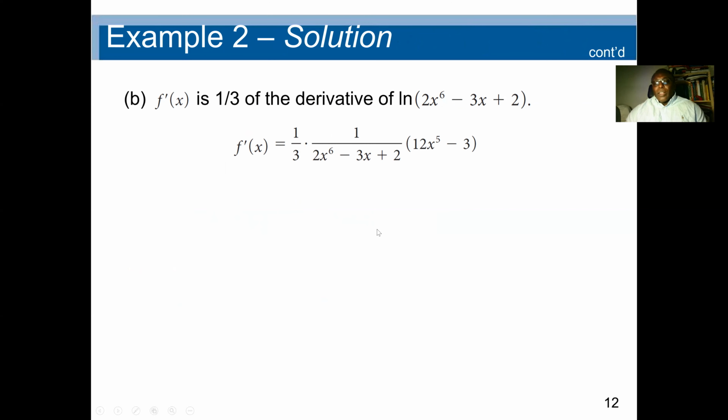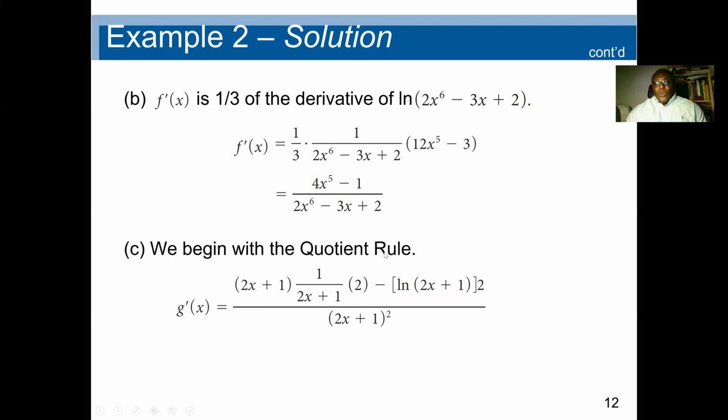So finally, our answer will be 4. The reason why it's 4, because 3 can go into 12 is 4, and 3 can go into 3 is 1. So we get 4x to the power 5 minus 1 over 2x to the power 6 minus 3x plus 2.